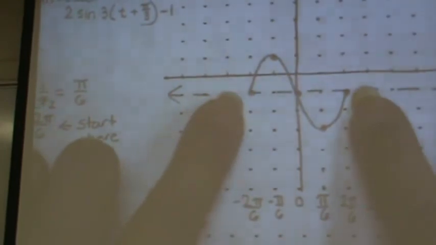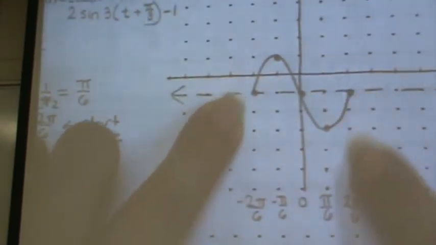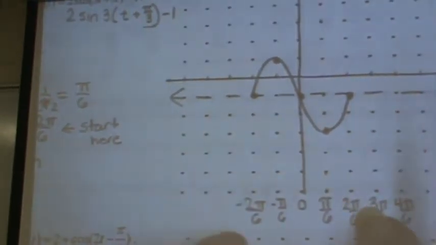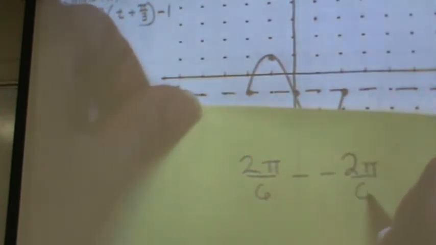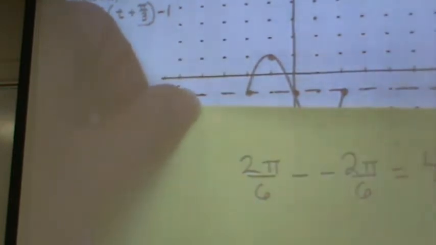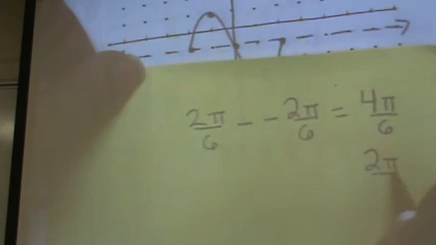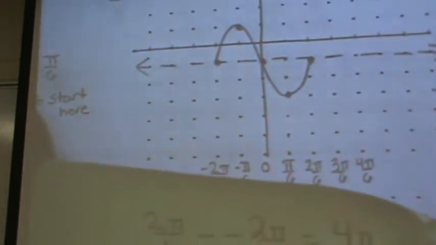Do you agree that this is 1 full period? Right, yeah. Okay, if I wanted to find the difference of these two numbers, this is 2 pi over 6 and this is negative 2 pi over 6. So 2 pi over 6 minus negative 2 pi over 6 is really 4 pi over 6. Can you reduce that for me? Okay, so that's the 2/3. Yeah, so that was 1 full period. Okay, do you get that? Yeah, thanks.